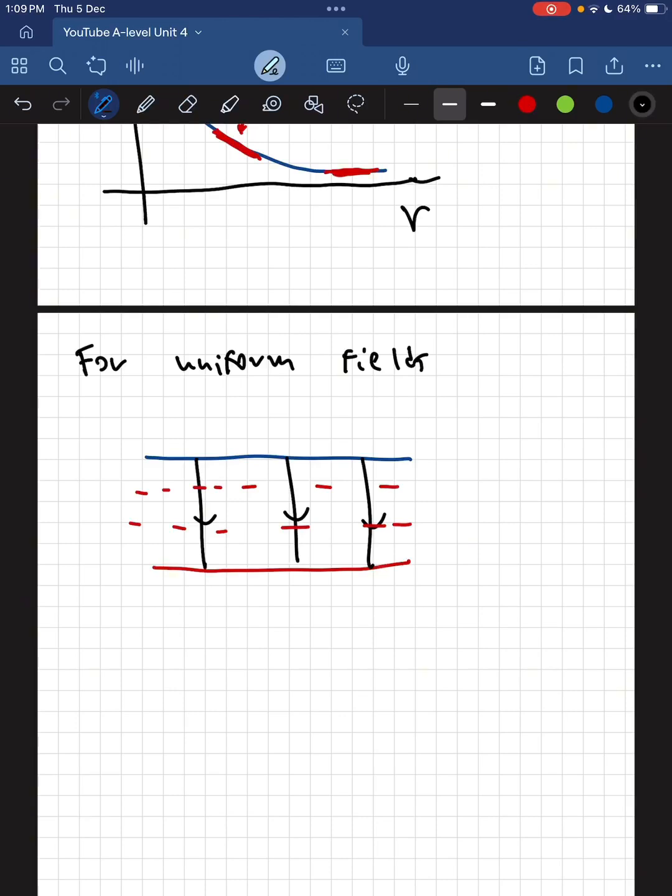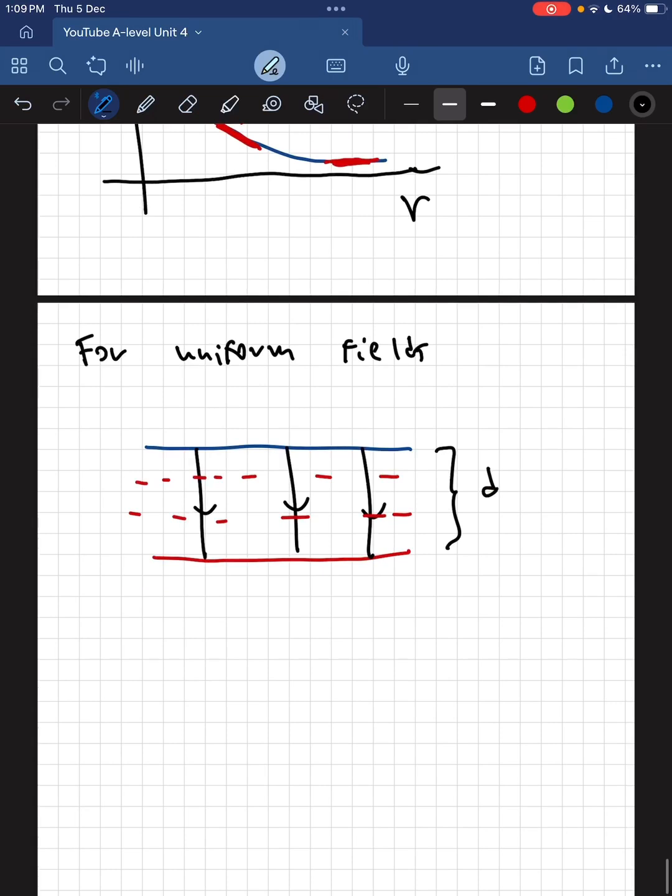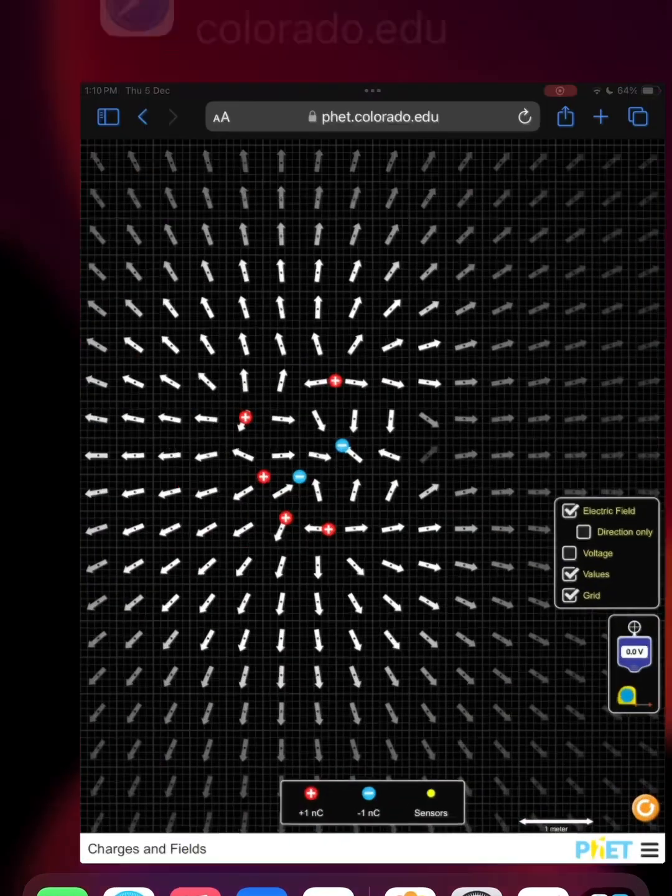Okay, so for uniform fields, if the distance between the plates is d, then using the definition of minus dV over dr, which can be cast into minus delta V over d, if we know the voltage between these two parallel plates, for example, if we put a battery of 1.5 volts, and the distance between the plates is 10 centimeters, then we can find the electric field. All right, now let's go see the simulation and finish this off.